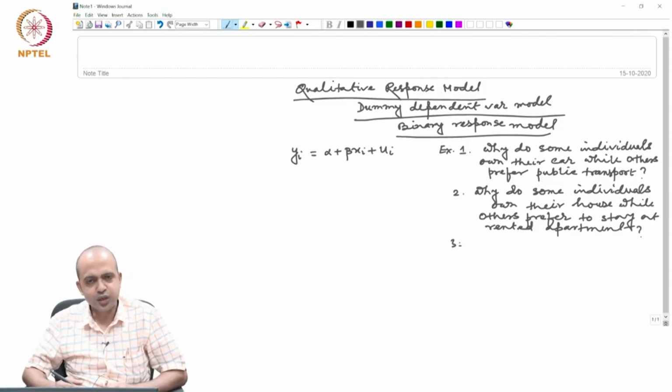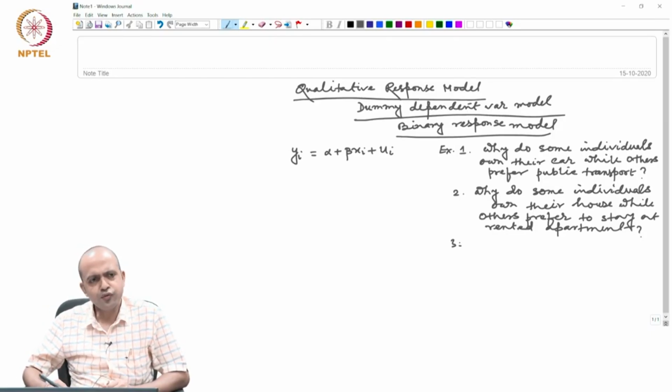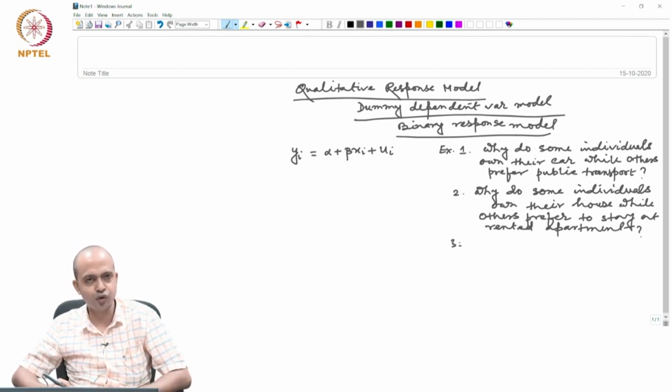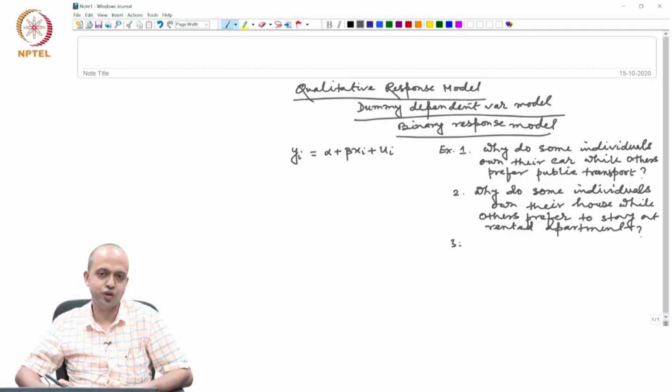Example number 3, suppose several individuals have applied for a loan. Some of the individuals' loans got approved and some individuals' loans got rejected, and we want to know what are the factors that can determine whether an individual's loan will get approved or not, right. So, then basically you will ask the individuals whether their loan got approved, they will say either yes or no, and you have to assign 1 for yes, 0 for no. That means again you are converting that qualitative information into quantitative one using the dummy variable.